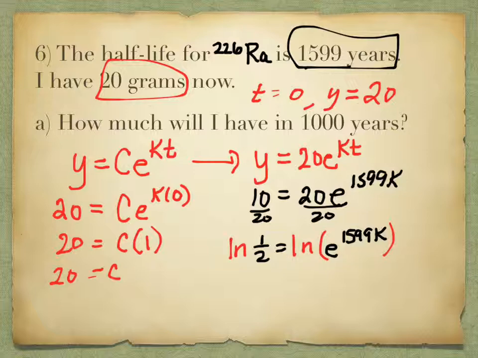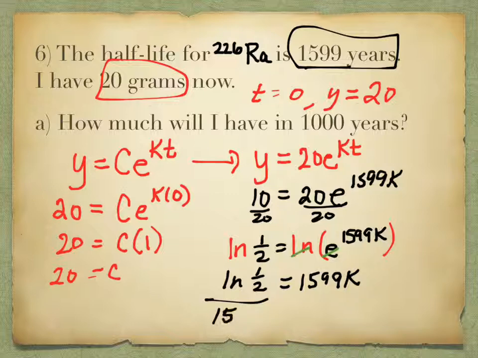On the right-hand side, what will happen? Yeah, it'll be the 1599 in the K. And on the left, it'll be the natural log of 1/2. And then what can we do? Divide by the 1599. Right, good job, Erin. We divide by our 1599, and we will have our K value. Now, that still doesn't answer the question, but we're one step closer.